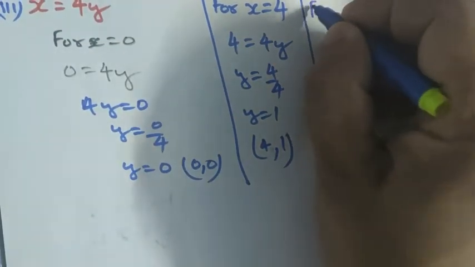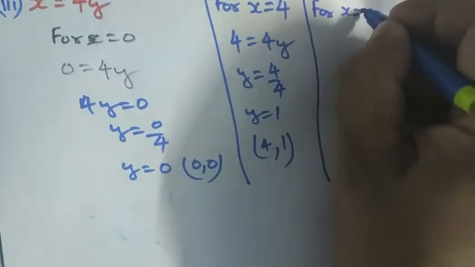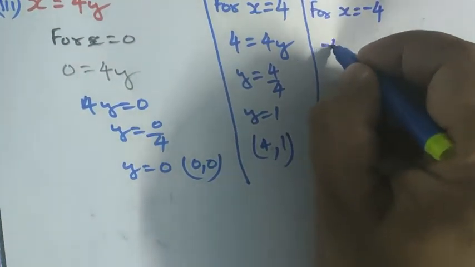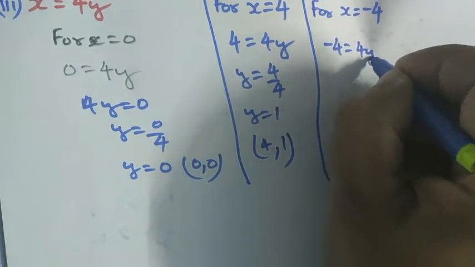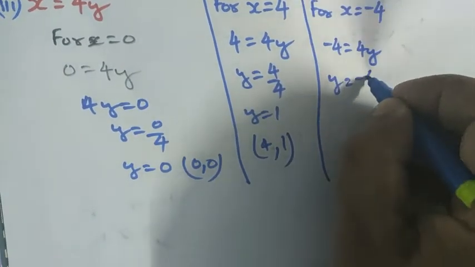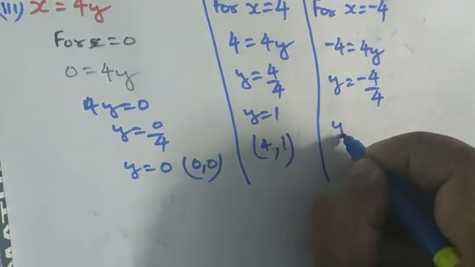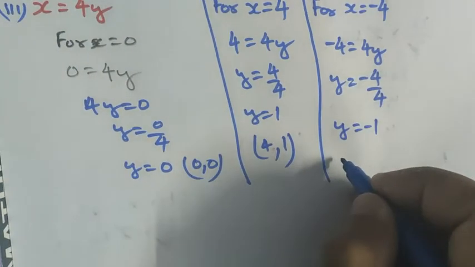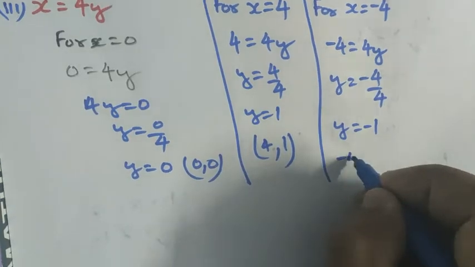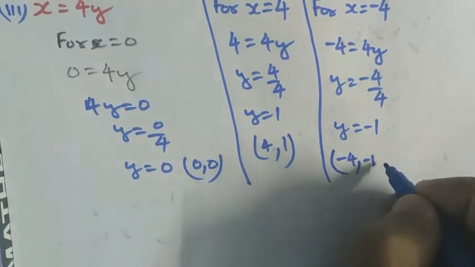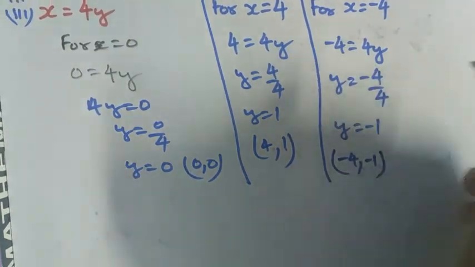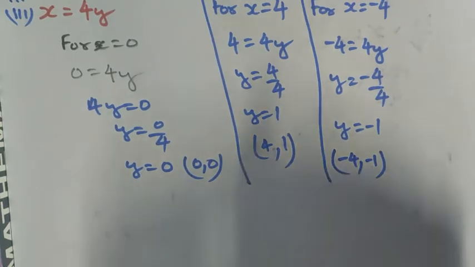Third, for x equals minus 4: minus 4 equals 4 times y. So y equals minus 4 upon 4, y equals minus 1. So the solution pair will be minus 4 comma minus 1. Okay, x equals minus 4, y equals minus 1.